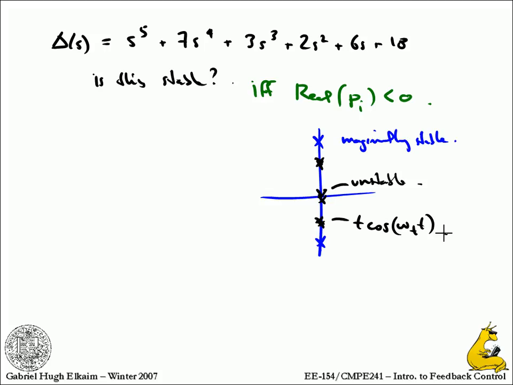Right? That's going to grow. That's going to be a linear envelope with an increasing oscillation. Okay. So what we do is, in order to check the stability of this, there's a tool, and I'm going to be blunt.